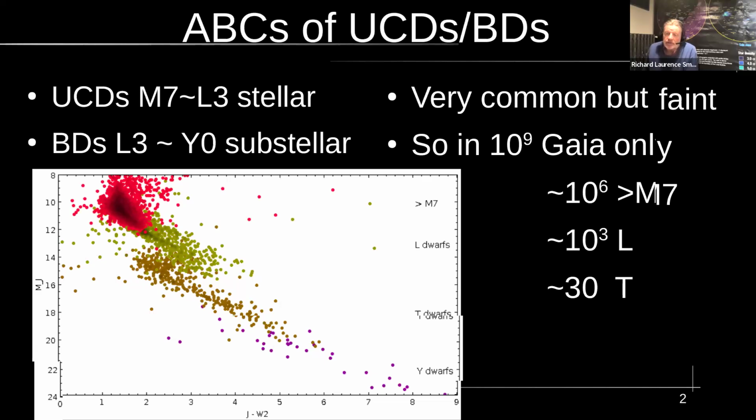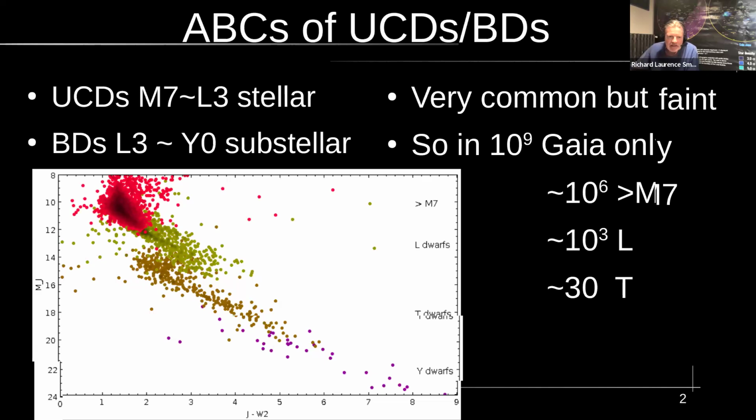They're very common, but very faint. So even though they're very common in the galaxy, they're one of the dominant contributions to the galaxy. In the sky, there aren't that many just because they're so faint. In the 2 billion objects in Gaia, there are UCDs, and about 1,000, 2,000 L and T dwarfs. There's only 30 T dwarfs.